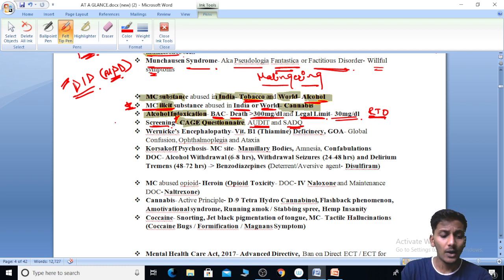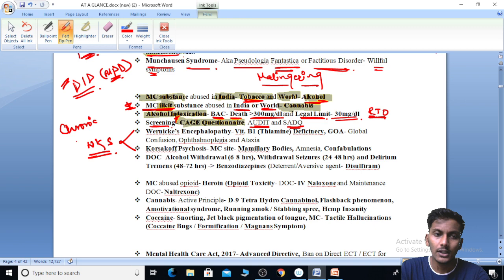Important one. Now we'll discuss a very important syndrome known as Wernicke-Korsakoff syndrome. Kaunsa syndrome? Wernicke-Korsakoff syndrome, which is usually seen in chronic alcoholics. So please remember, guys, Wernicke-Korsakoff syndrome is usually seen in chronic alcoholics. It has two components, Wernicke's encephalopathy and second Korsakoff psychosis.